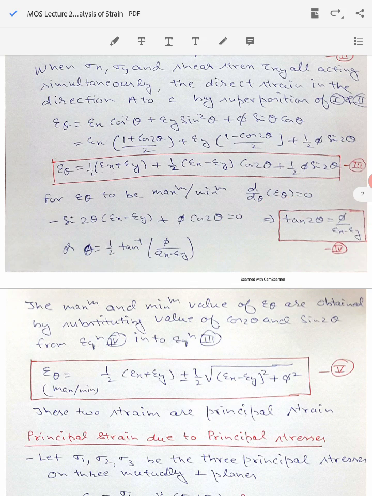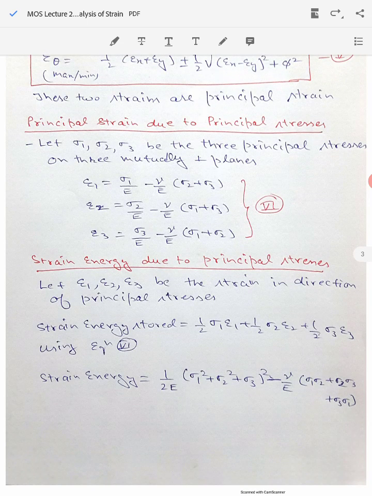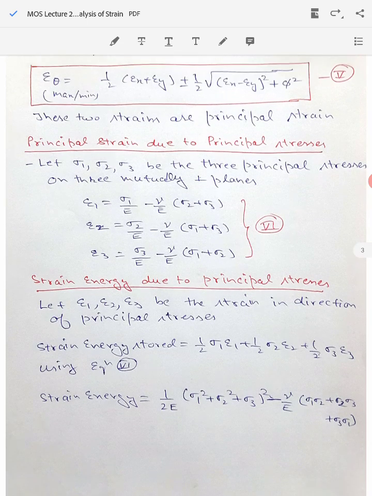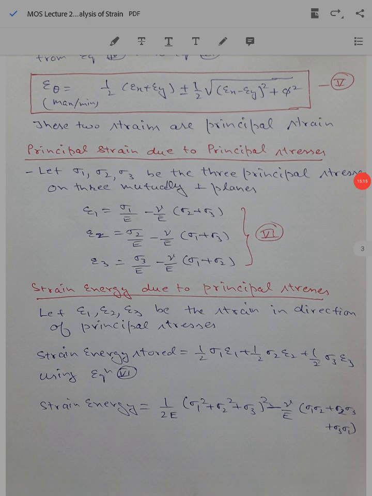So this is the expression for our principal strain. Now if you already know the value of principal stresses, you can straight away determine the value of principal strain rather than using equation 5. So you can use equation 6. That means epsilon 1 will be sigma 1 by E minus mu by E times (sigma 2 plus sigma 3), and so on for epsilon 2 and epsilon 3.